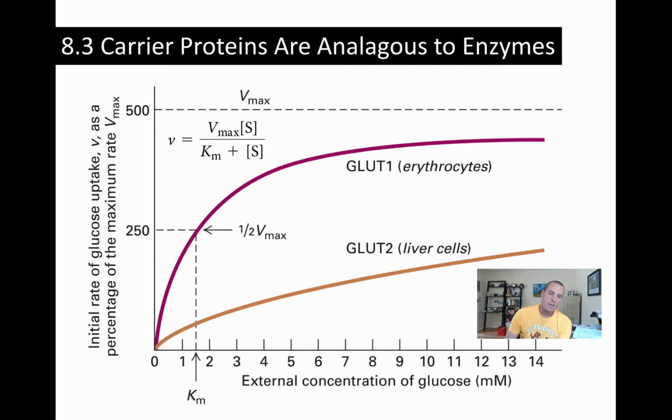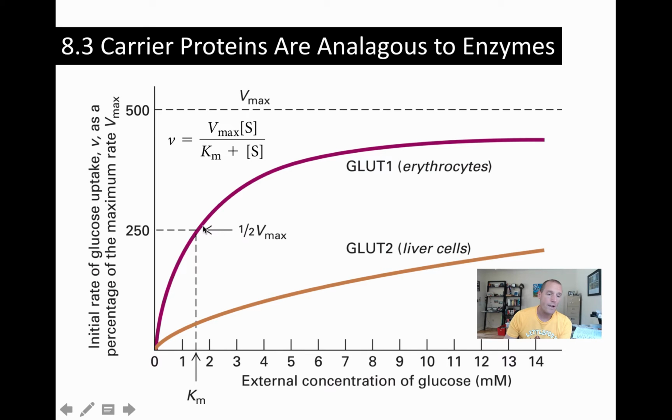Now, like enzymes, carrier proteins can also be saturated. Remember what we talked about: in the initial linear stage of the reaction, we won't look at the GLUT2 curve here, the initial linear stage of the reaction for an enzyme is directly proportional to increasing substrate concentration. In a carrier protein, this initial rate of carriage of the solute is again directly proportional to the substrate concentration. Here it's the external concentration of glucose, because that's the solute being moved.